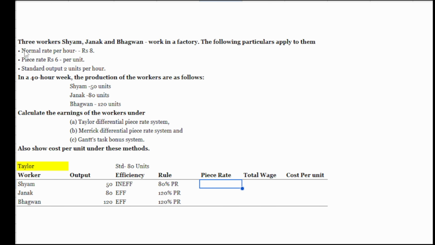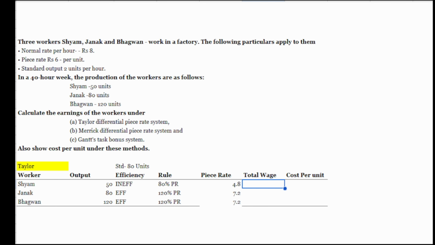Piece rate is given in the example, which is 6 per unit. Therefore, the piece rate applicable will be 6 into 80%, so 4.8 in the case of Sham. In the case of Janak and Bhagwan, it will be 1.2 into 6, which is 7.2. And in the case of Bhagwan also, it will be 7.2.